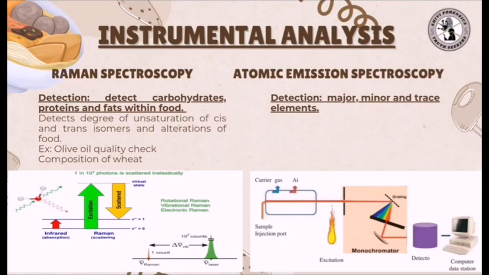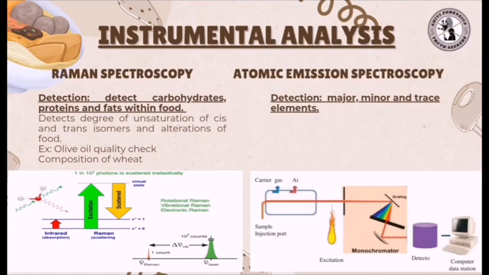Next, we have the Raman spectroscopy. It is based on the scattering of incident light at an energy shifted by the vibrational energy of the molecule. This can be used for the detection of carbohydrates, proteins and fats within the food. It also detects the degree of unsaturation of cis and trans isomers and alterations of food. Example, olive oil quality check, composition of wheat.